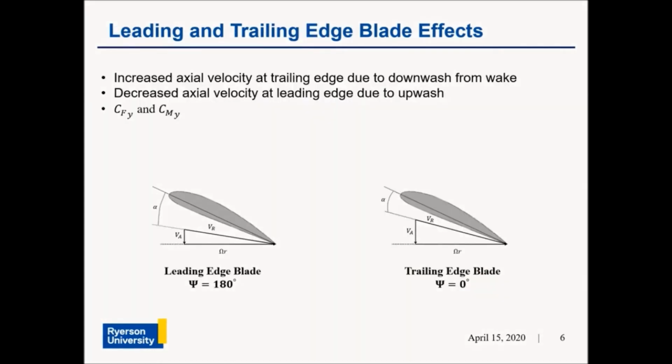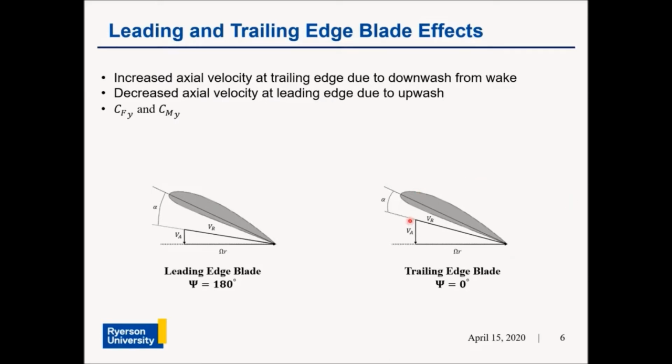The leading and trailing edges of the rotor disc are affected by the skewed inflow conditions caused by the wake. In forward flight, the rotor wake is skewed rearwards and causes an increase in the downwash at the trailing edge and a reduction in downwash at the leading edge of the rotor disc.